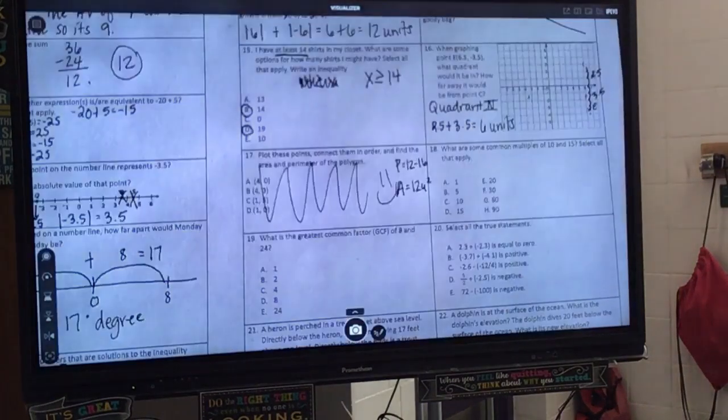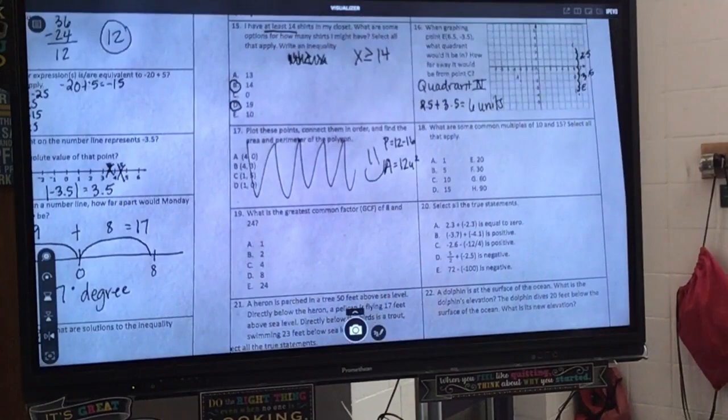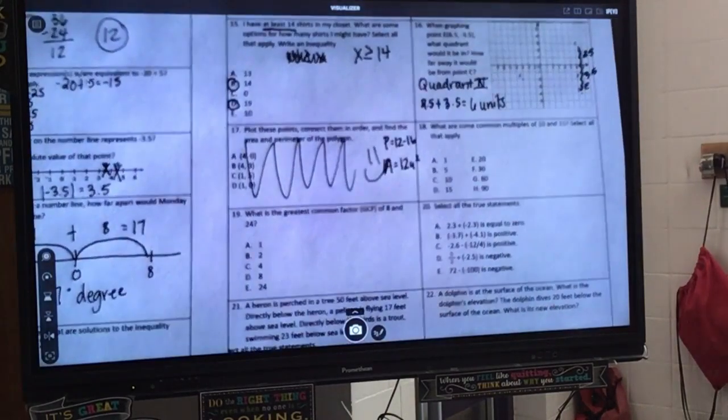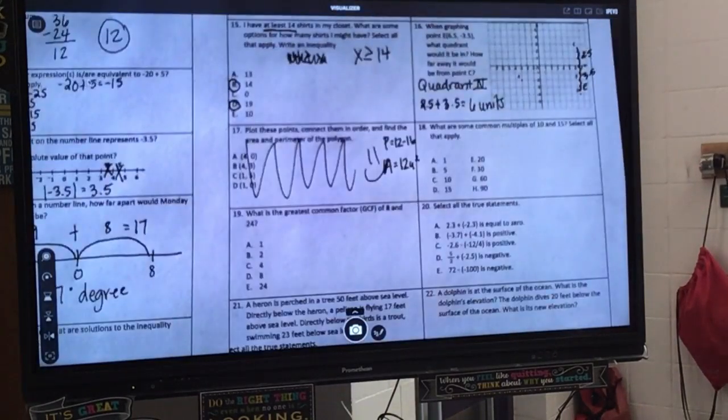All right, let's keep going. So number 18, it says, what are some common multiples of 10 and 15? I know it's been a minute since we've done multiples and GCF.